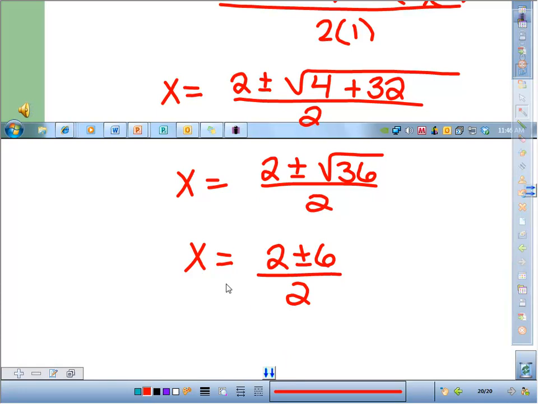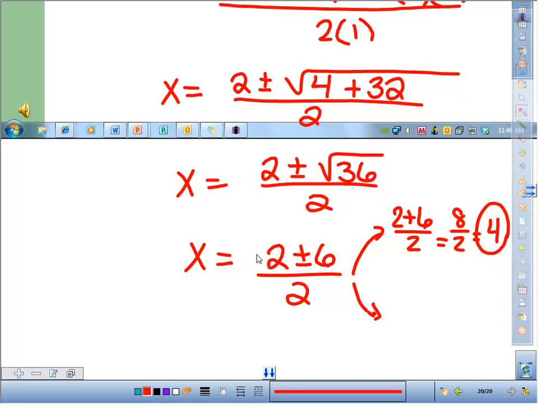Now we can actually work this out. Remember, the plus or minus means we have to do the plus version and the minus version. The plus version is 2 plus 6 over 2. 2 plus 6 is 8, and 8 over 2 is 4. Now the minus version: 2 minus 6 over 2. That's negative 4 over 2, which is negative 2.